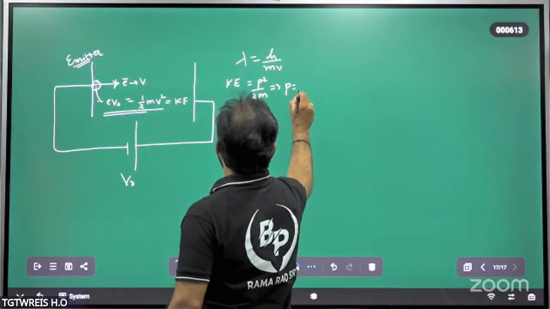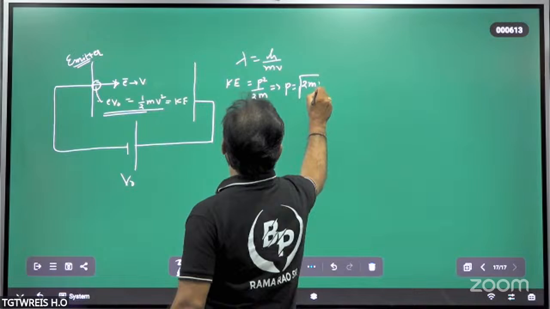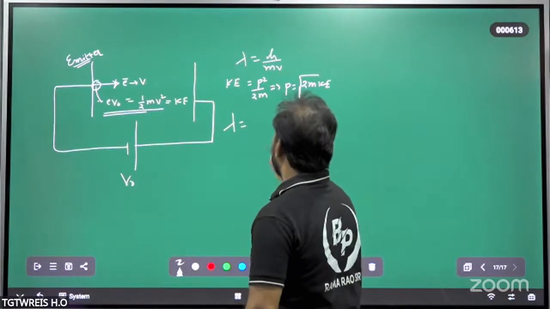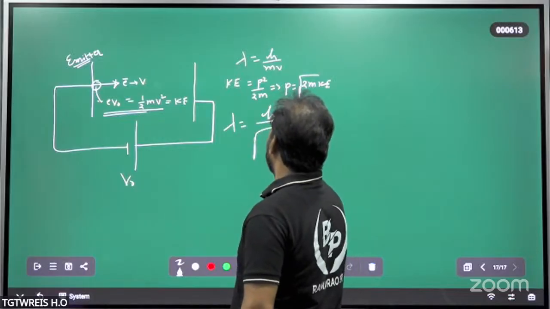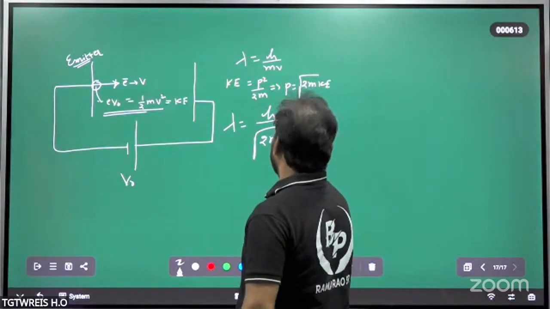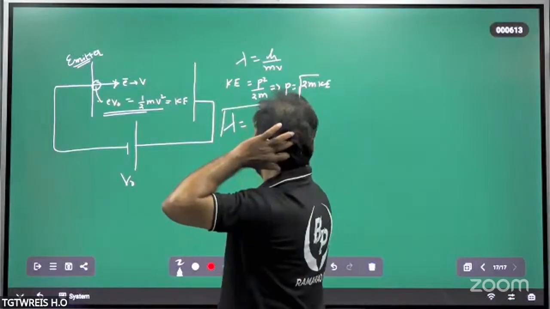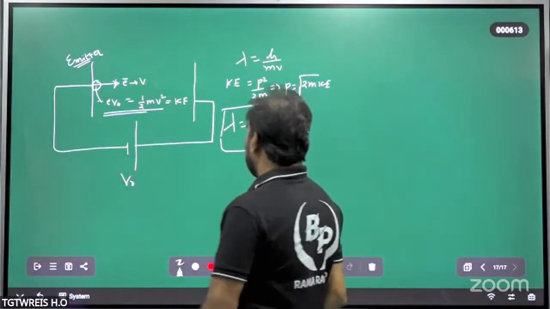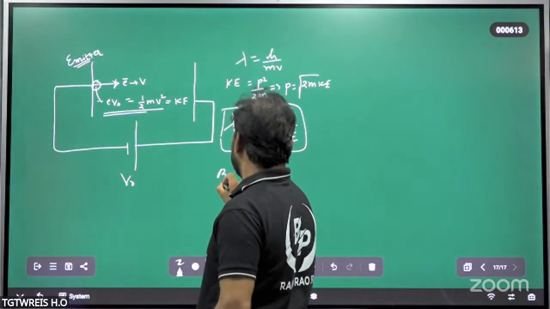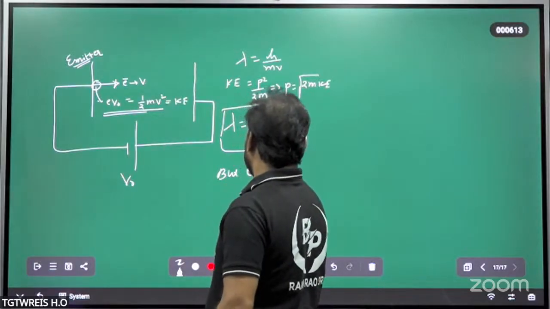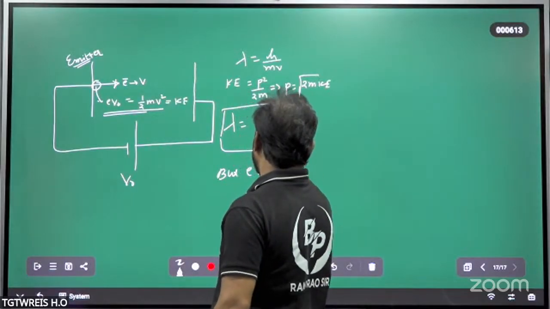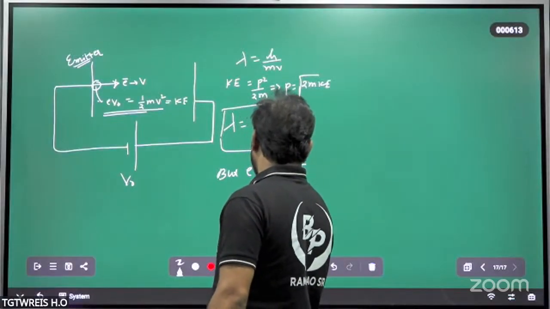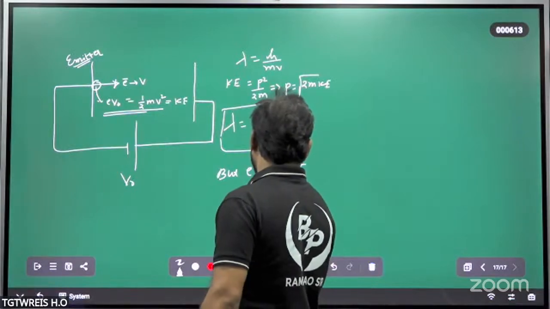From this, p is equal to root over 2m into KE. Therefore, the wavelength of the particle or electron is given by lambda equals h upon root over 2m into KE. This is the de Broglie wavelength in the form of kinetic energy of a particle. In the form of potential energy, eV naught is equal to KE. Therefore, the wavelength would be lambda equals h upon root over 2m into eV naught.